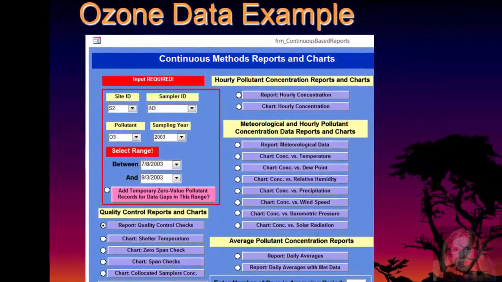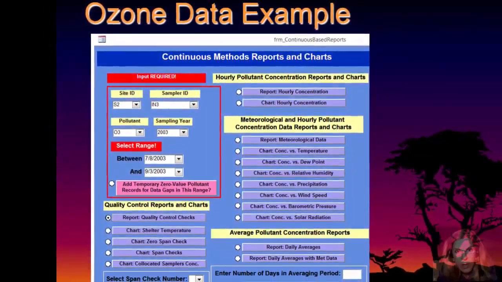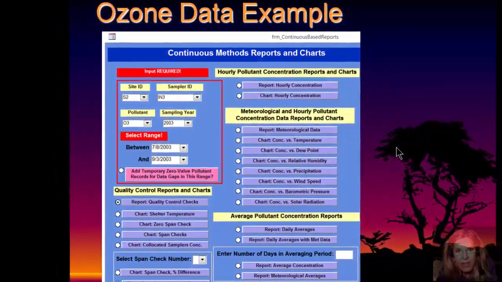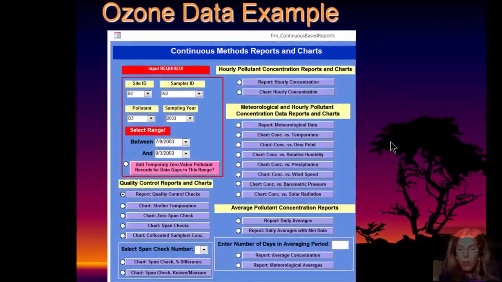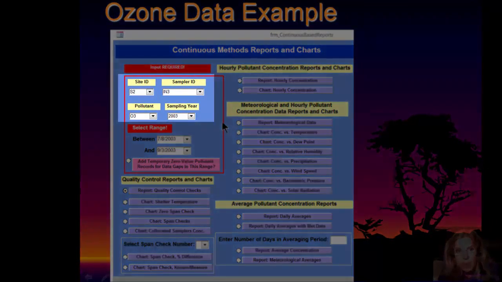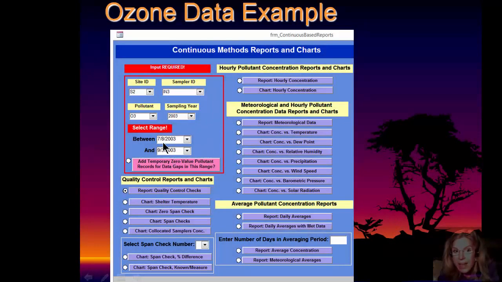If you clicked the reports and charts for continuous methods, it would open up a form like this where obviously you have to tell it, well, what do you want reports or charts for? You have to enter the information here that tells it what site, what sampler, what pollutant, what year, and a date range. Then there are a lot of different really cool reports and charts. And again, you probably won't use most of these. You'll probably have the ones that you use that are useful for you.